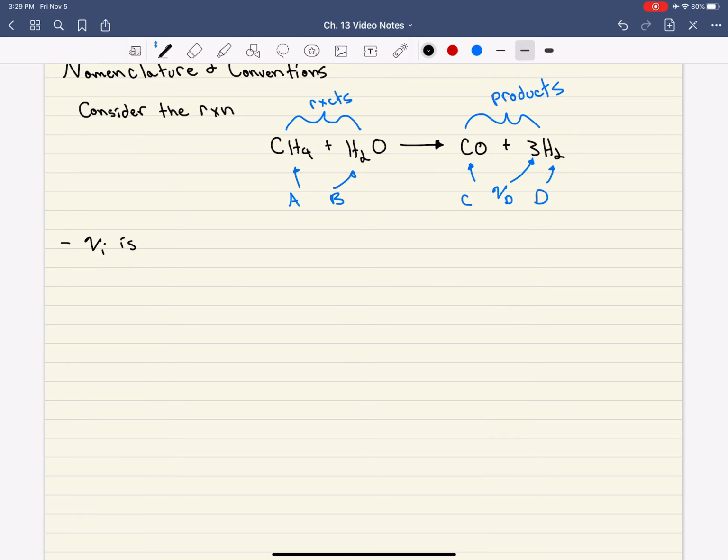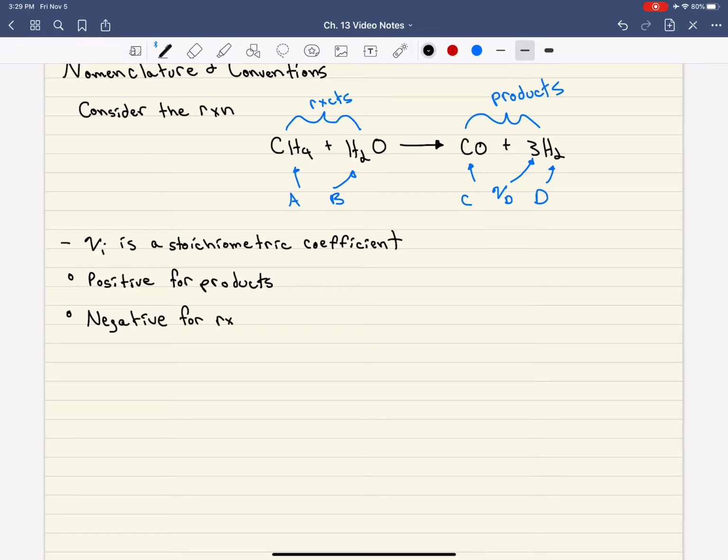So anytime you see a nu sub i, or any of the coefficients that are in front of the chemicals, we call those the stoichiometric coefficient. And in general, we define them as being positive for products. So for H2 here, this would be a positive 3. And we would define them as negative for reactants. And so for methane and H2O here, they also have stoichiometric coefficients, but their stoichiometric coefficients would both be -1.